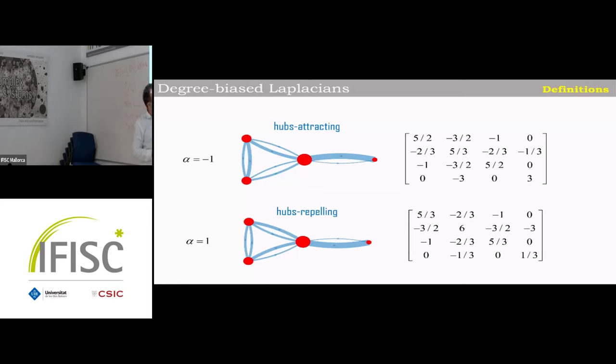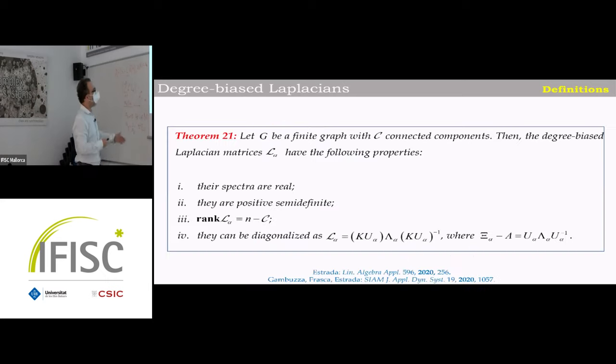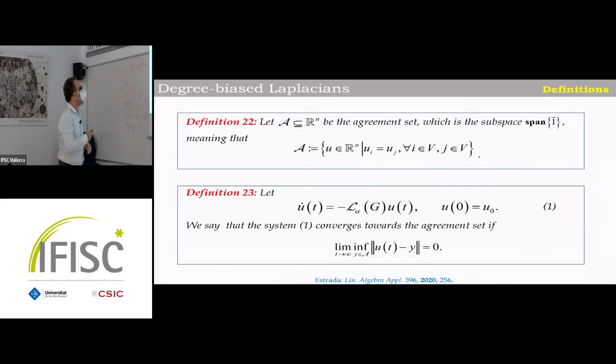However, we know that introducing non-symmetry into matrices tends to complicate the algebraic work. So the first result is very important, because we prove that these two matrices have real spectrum. Although the matrices are non-symmetric, their spectrum is formed only by real eigenvalues. So they are positive semi-definite, which means that no eigenvalue is negative. The rank of these matrices is equal to the number of nodes minus the number of connected components in the graph, exactly the same as for the particular case of the standard Laplacian. And they can be diagonalized.